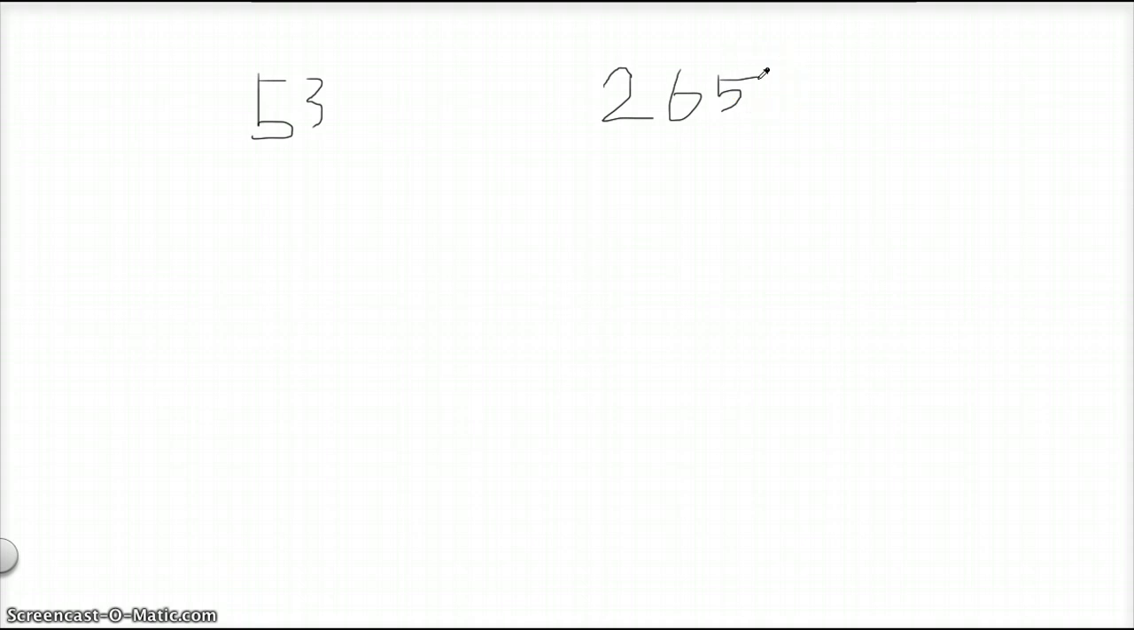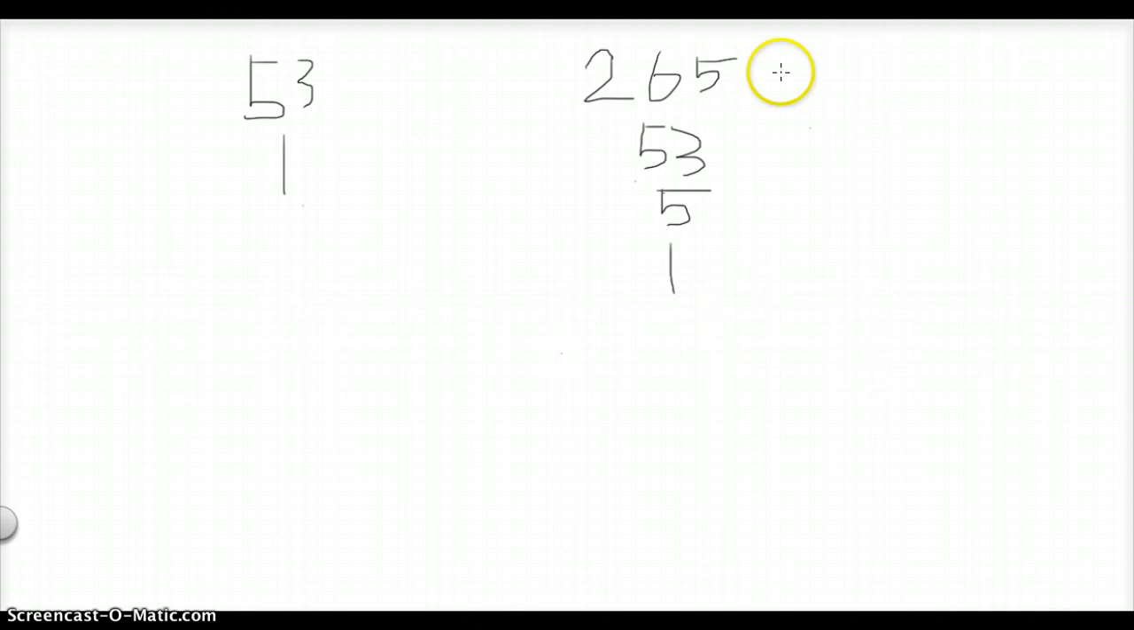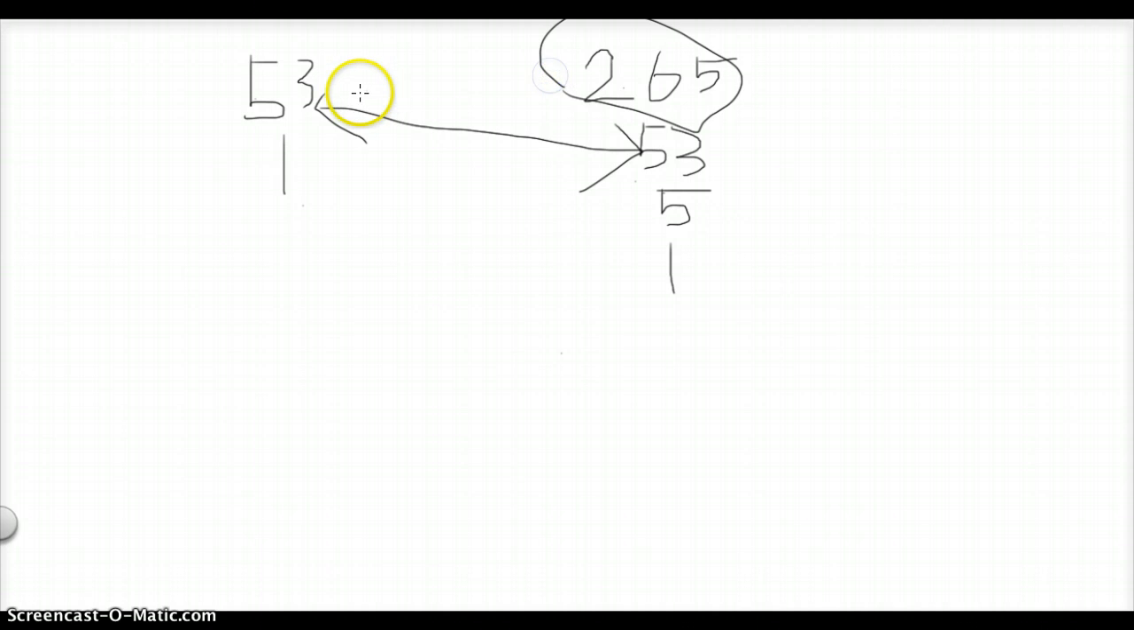The method you just saw is called the factor tree. This time I'm going to show listing. This listing method further enhances our theories about how 53 is related to 265. Here I listed both factors of 53 and 265. Here, like you saw just now in the factor tree method, 53 shows up both times in the factors of 265 and 53.